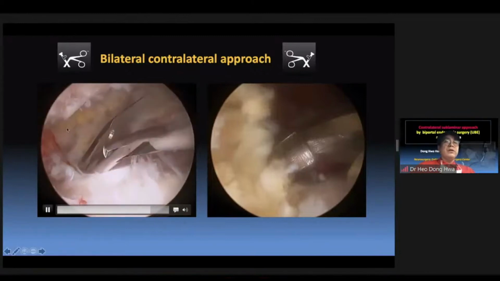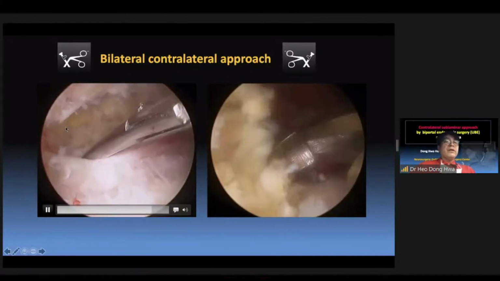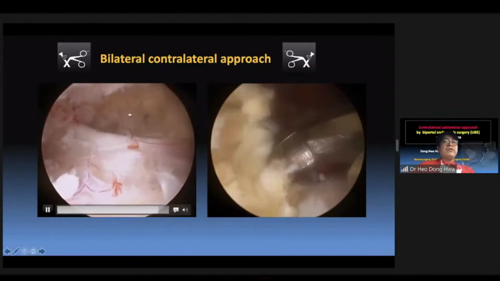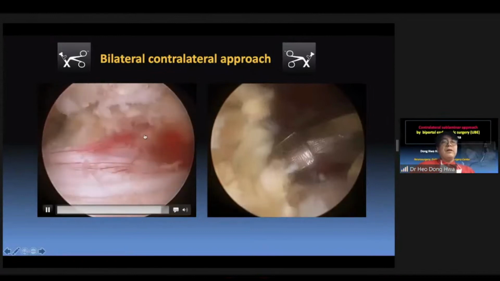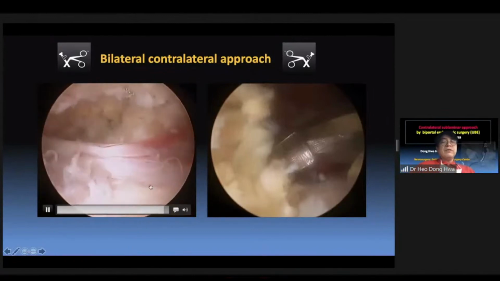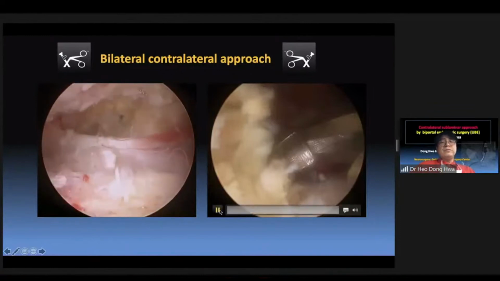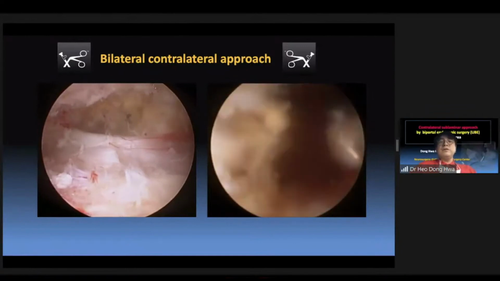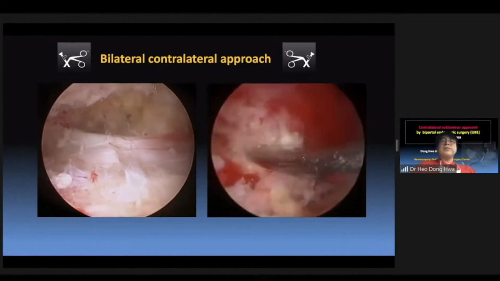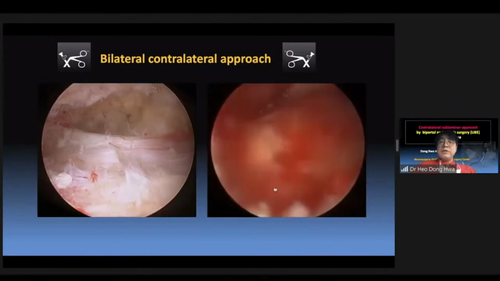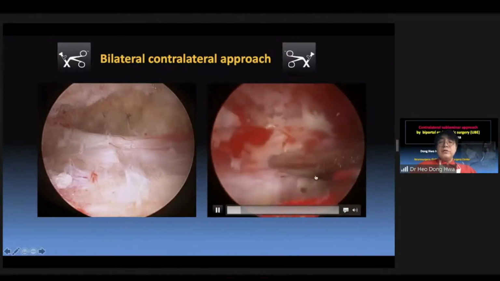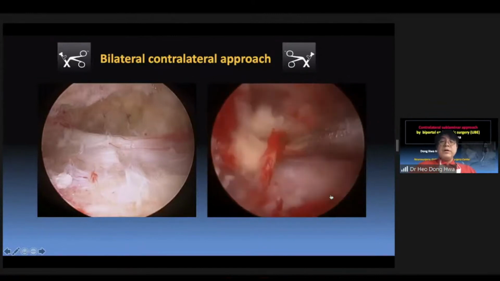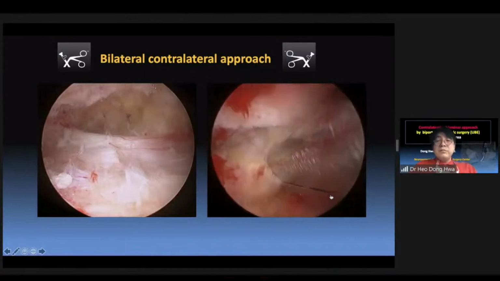So I did the decompression of the right side L5, L4 root too, and L5 knob here. So firstly, I did the 2 root decompression. I moved to the contralateral side. The same procedure was performed using this approach. You can see the severe adhesion between the dura and the ligamentum flavum. So I removed the hypertrophied ligamentum flavum.